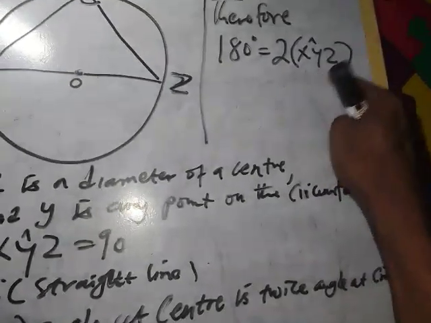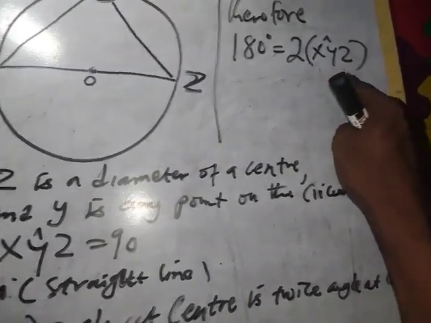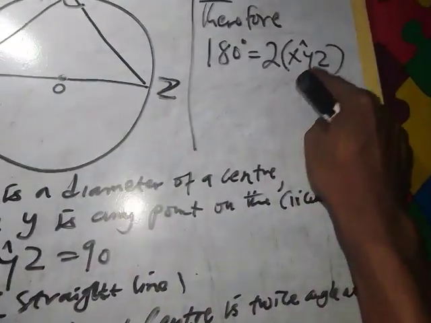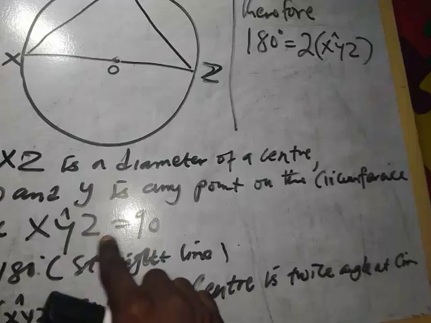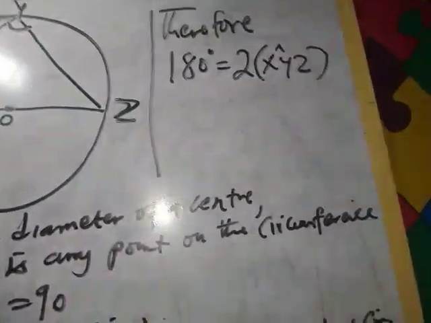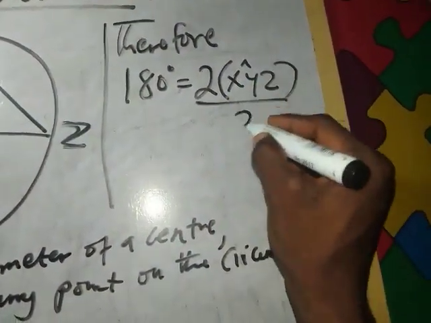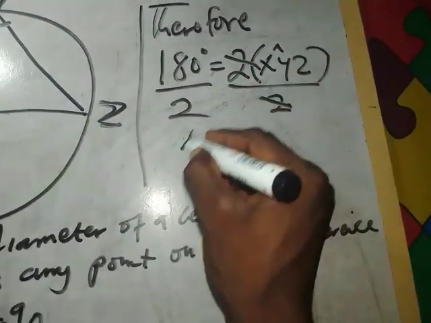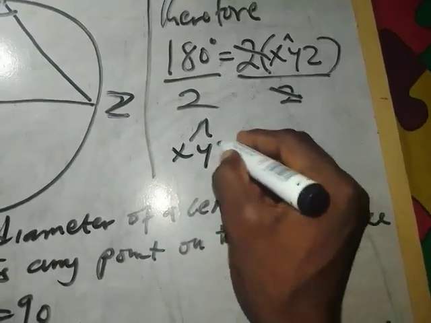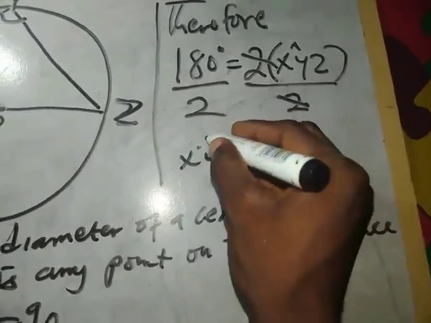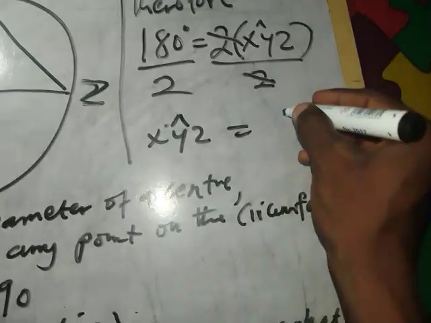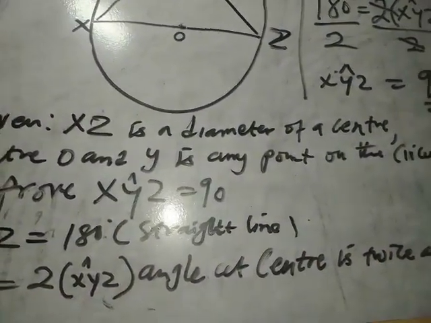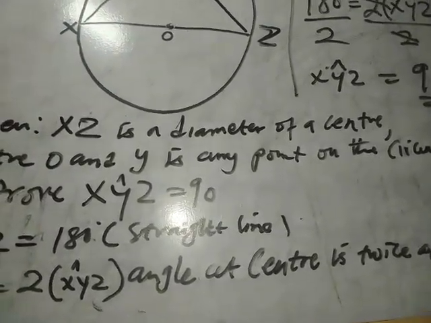So to find this angle, what are we going to do? Remember we have to prove that angle XYZ is 90. To find this angle, you have to divide both sides by 2. This is cancelled out, and the angle is now proved: angle XYZ is equal to 180 divided by 2, which gives you 90. You now see that we have proved that the angle here is equal to 90 degrees.